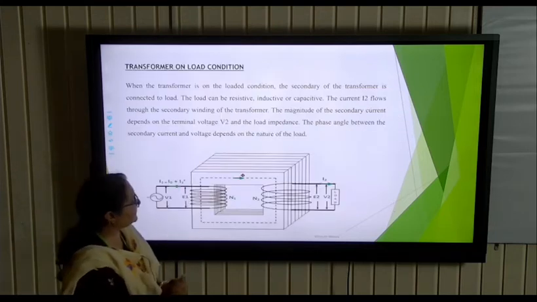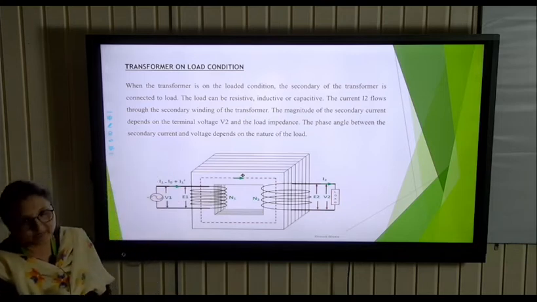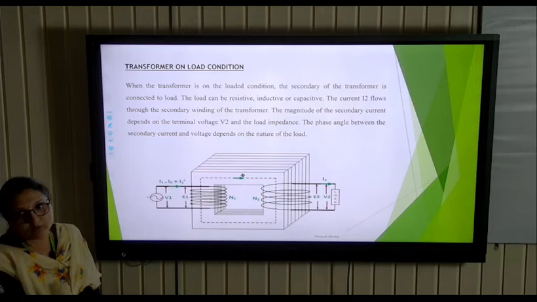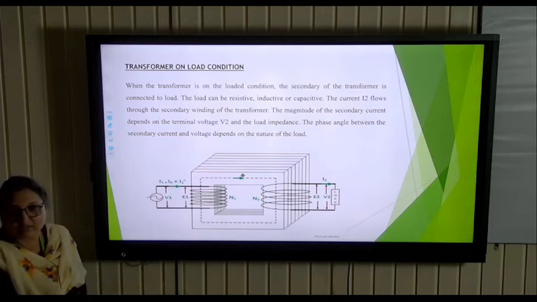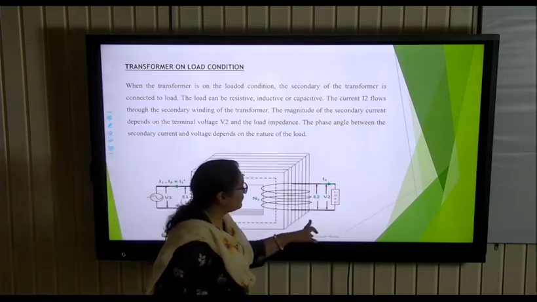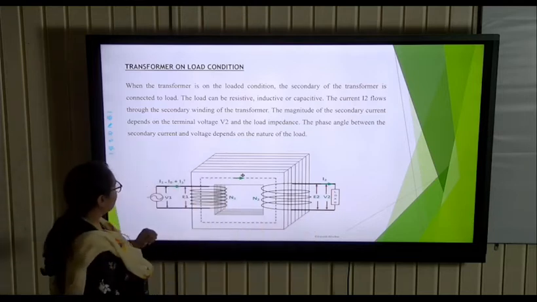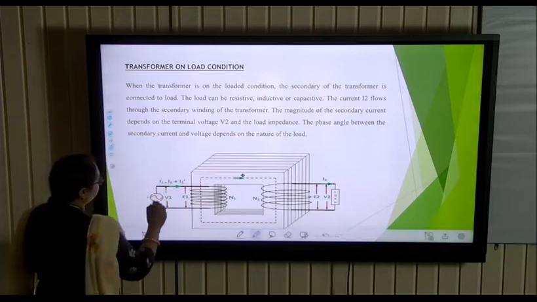Now let us consider the second case, when the transformer is on load. As you can see, we have connected a load on the secondary side. So what will happen? Our secondary circuit is closed, so definitely there will be some current flowing in this part of the circuit. Now see, this is V1, which is the supply voltage.